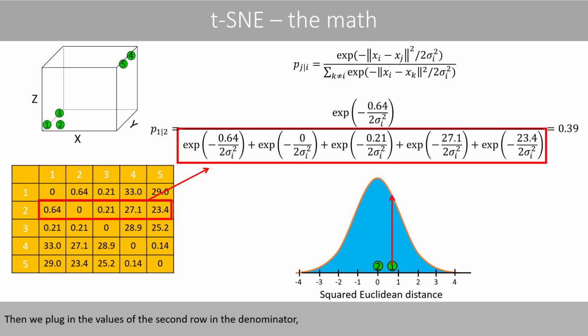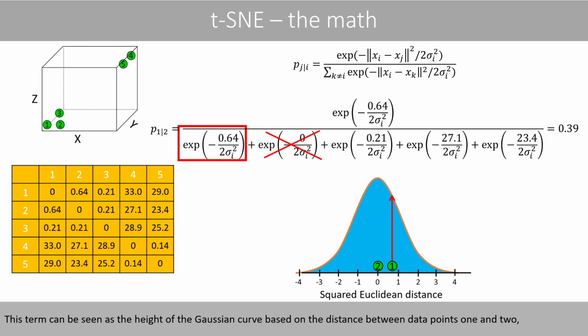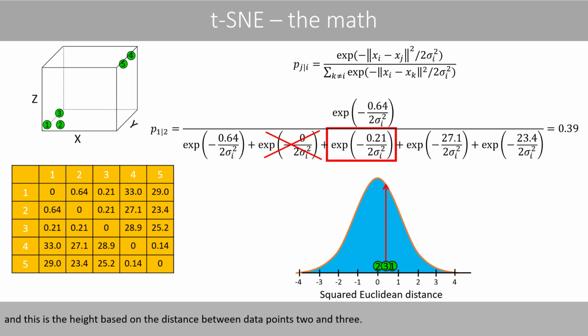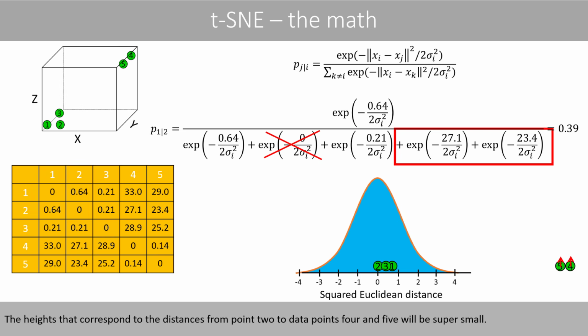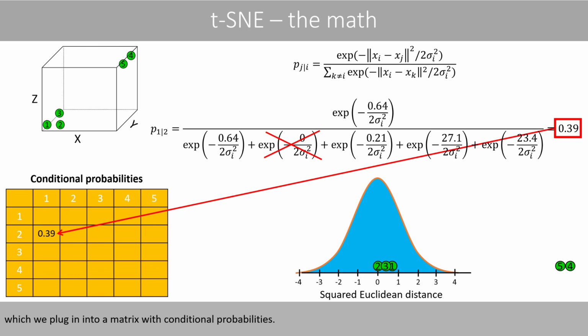Then we plug in the values of the second row in the denominator, but not for the distance between a data point and itself. This term can be seen as the height of the Gaussian curve based on the distance between data points 1 and 2, and this is the height based on the distance between data points 2 and 3. The heights that correspond to the distances from data point 2 to data points 4 and 5 will be super small.